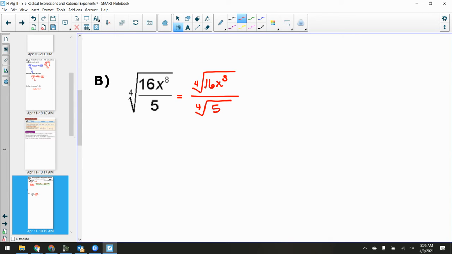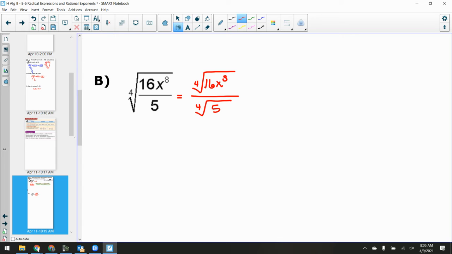I could take the 4th root of 16x to the 8th and divide it by the 4th root of 5. Now, the 4th root of 16x to the 8th, I would be taking the 4th root of 16 and then the 4th root of x to the 8th, right? The 4th root of 16, isn't that just 2 times 2 times 2 times 2? We should start to recognize powers of 2. Those keep coming up again, so please try to start recognizing powers of 2.